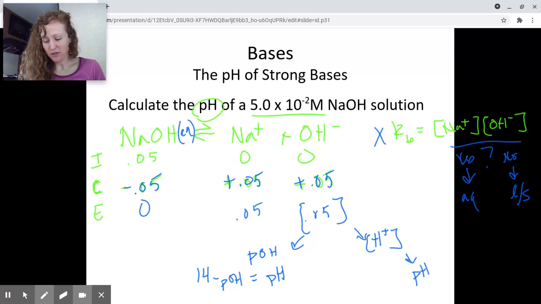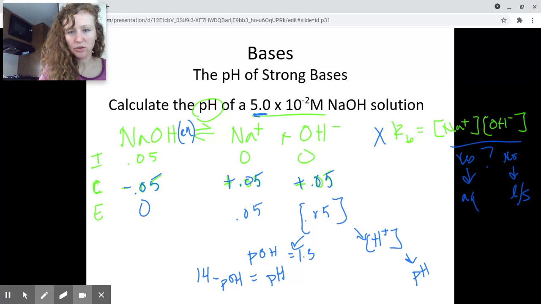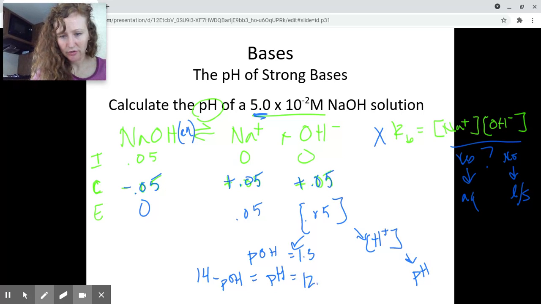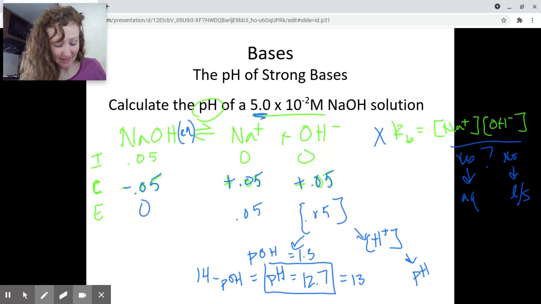So let me get an answer for you, and you can compare yours to mine. So for pOH, I got 1.3, and we're keeping 2 sig figs. So my pH is 12.7, or if you're just keeping 2 sig figs, you might round that to 13. Okay, so again, pretty straightforward, right?